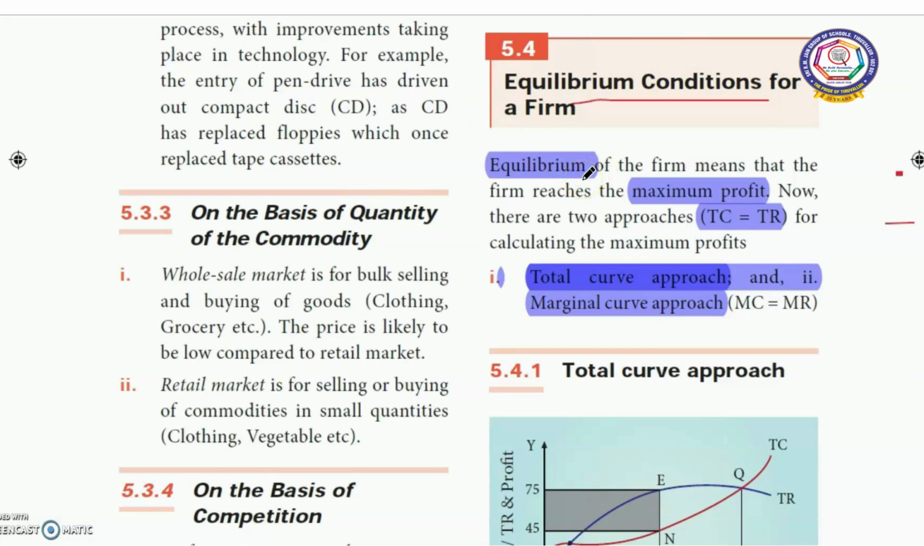Now, equilibrium of the firm means that the firm reaches maximum profit. So, it is a situation when the firm reaches maximum profit with the available resources. There are two approaches for calculating the maximum profits earned by a firm. One is total curve approach and another one is marginal curve approach. Here marginal curve approach is MC equal to MR, where MC means marginal cost and MR means marginal revenue.